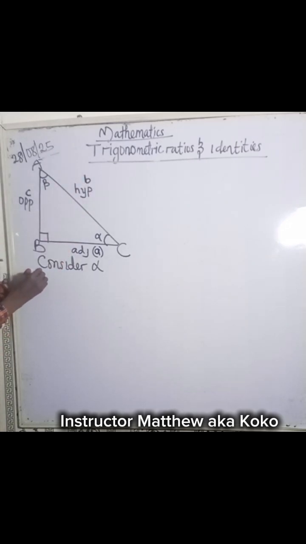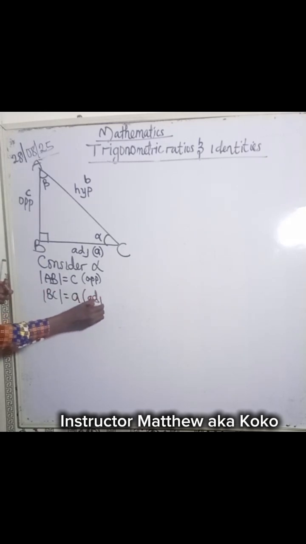So from above, we know that AB is equal to c, and that is our opposite side. BC is equal to a, and that is our adjacent side of the triangle, and AC is the hypotenuse, and that is b, which is the hypotenuse side of the triangle.